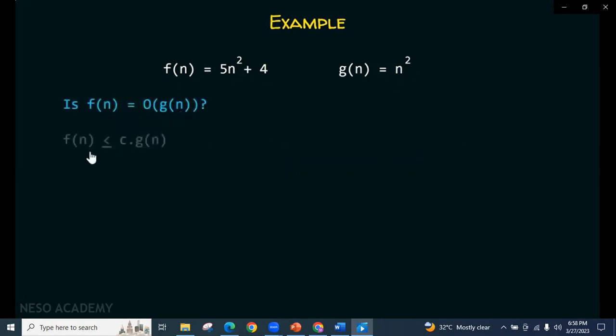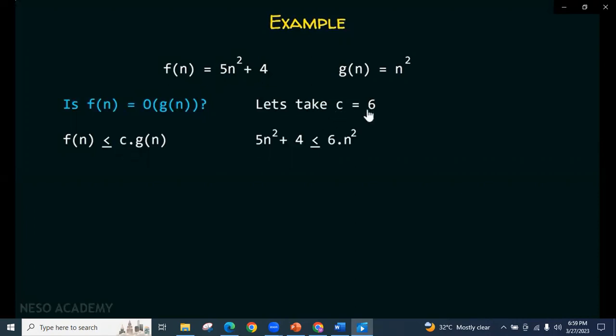For this purpose, obviously we need to compare f(n) and g(n) like this: f(n) less than or equal to c dot g(n). If you want to know whether f(n) equals big O of g(n), then according to the definition, we need to compare these two using this inequality. Now let's take c equals 6 and plug in the values of f(n) and g(n) here. We will get 5n square plus 4 less than or equal to 6 into n square. We are taking c equals 6. Obviously we need to determine this constant, right?